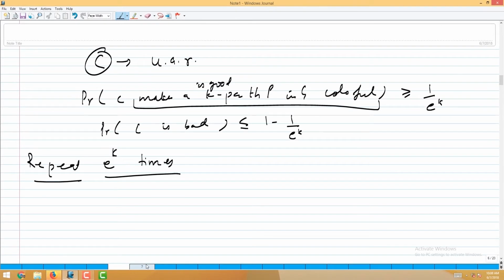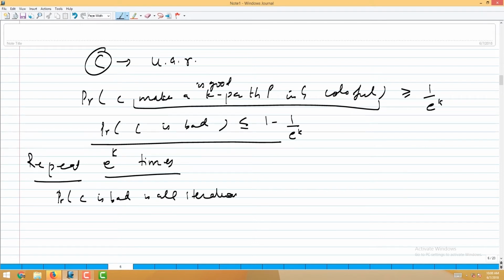Take the union bound. If C is bad in all steps, that means C is bad in the first iteration, C was bad in the second iteration, C was bad in the third, and C was bad in the e power kth iteration, right? And the probability that in any iteration C is bad is at most this. So the probability that C is bad in all iterations will be this plus this plus this plus this. Oh no, sorry, it's not a union, it's an and.